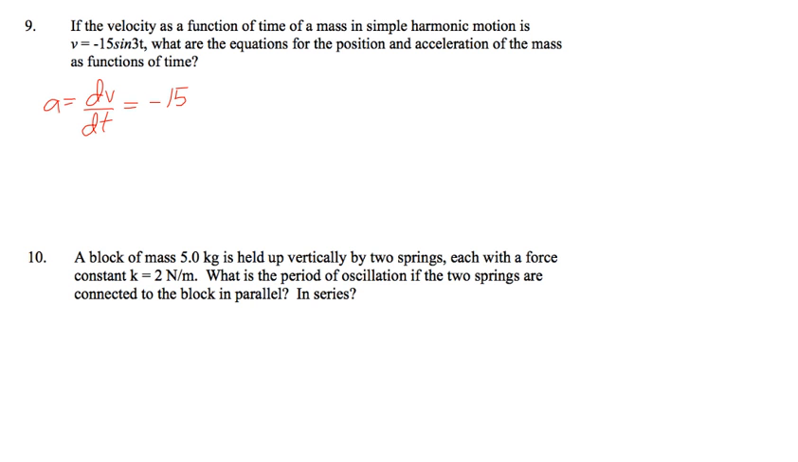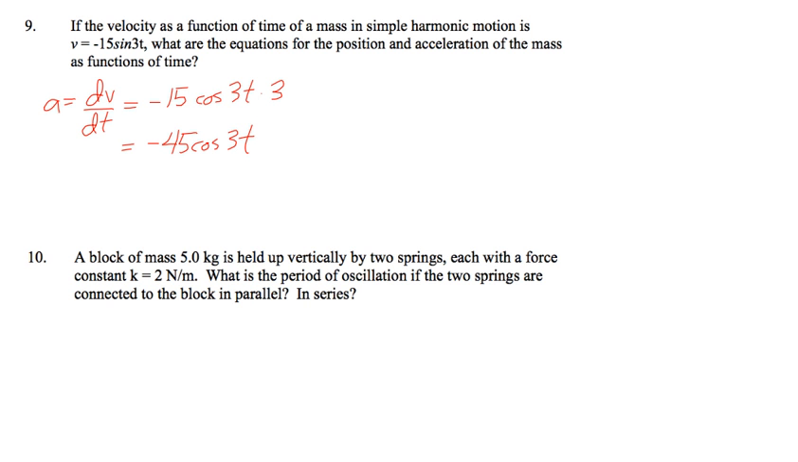The derivative of sine is cosine, not negative cosine. The derivative of sine is cosine, so the answer is still going to be negative. So cosine of 3t times the derivative of 3t, and the derivative of 3t is 3. So my answer is going to be negative 45 cosine of 3t. That's your answer for the acceleration.